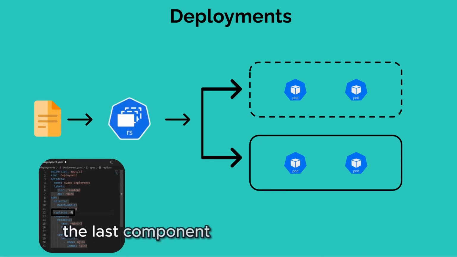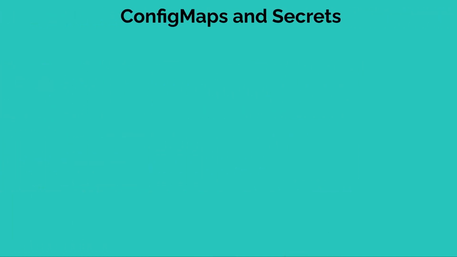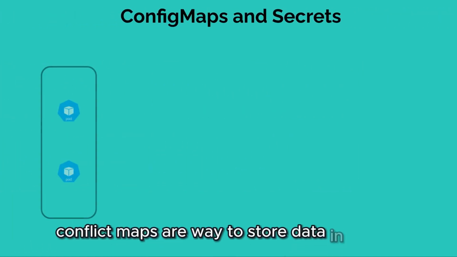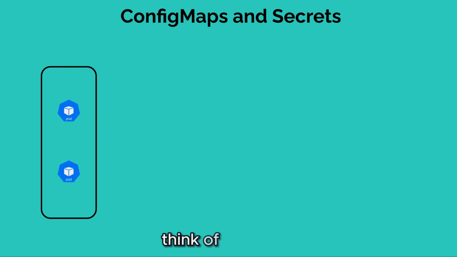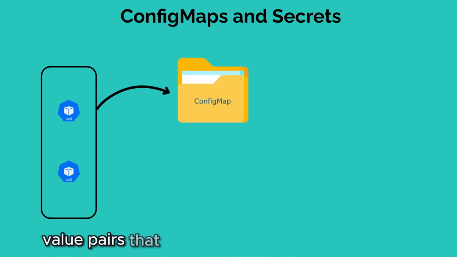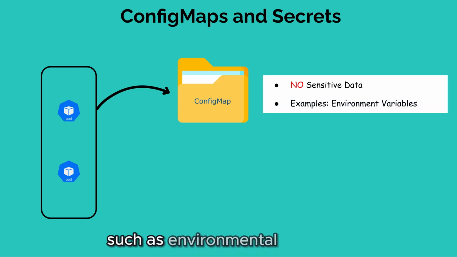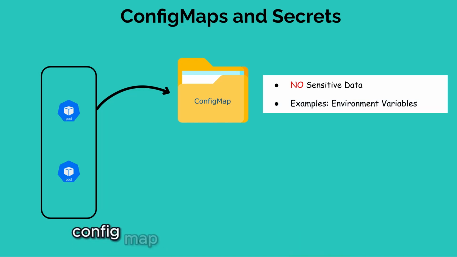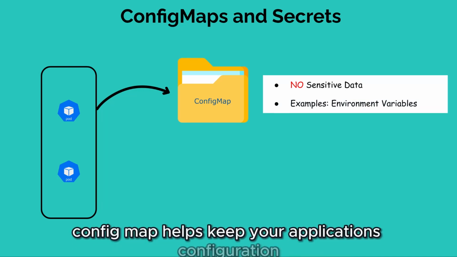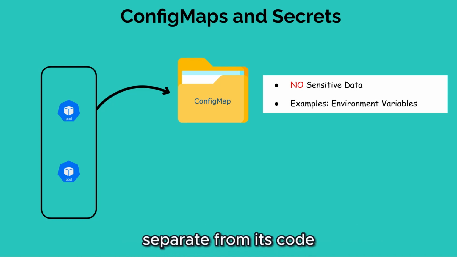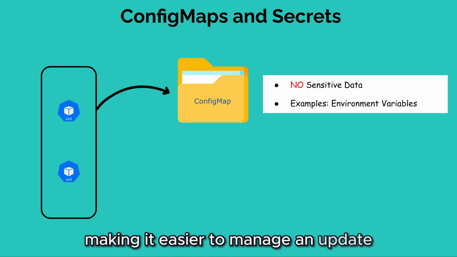The last components we're going to talk about today are config maps and secrets. Config maps are a way to store data in a Kubernetes cluster. Think of it like key value pairs that hold information about how your application and services should behave. These configurations should include non-sensitive information such as environment variables. Config maps help keep your application's configuration separate from its code, making it easier to manage and update.